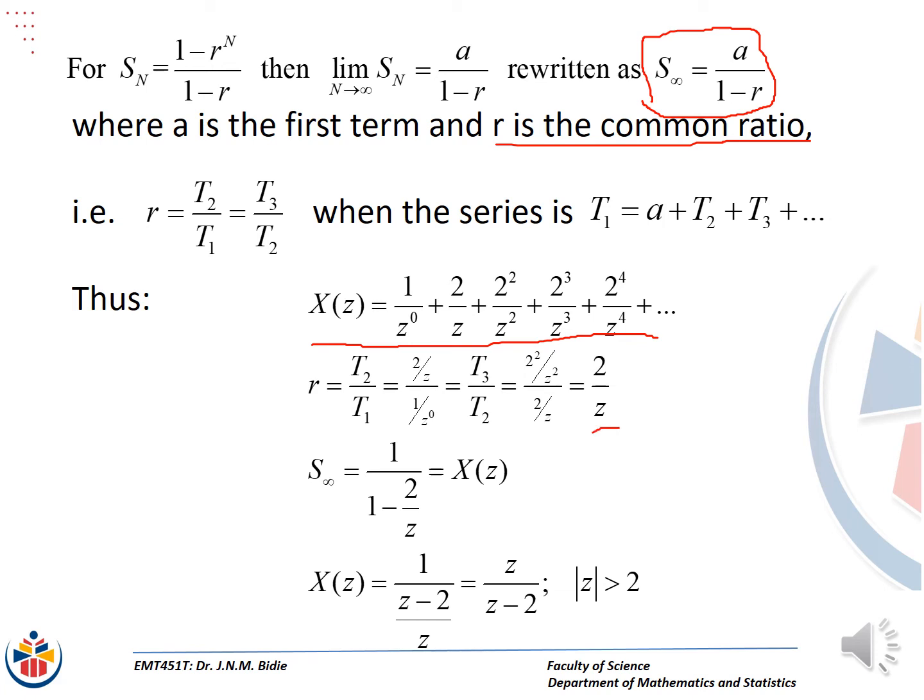And then we use that formula, sum to infinity, which is equal to a over 1 minus r. Substitute a, which is 1, because we know 1 over z to the power 0 is 1. Substitute 1 in place of a, and then we substitute 2 over z in place of r, and then we simplify. And that gives us the expression for X of z to be z over z minus 2. So therefore we know the Z transform of 2 to the power k gives us z over z minus 2.